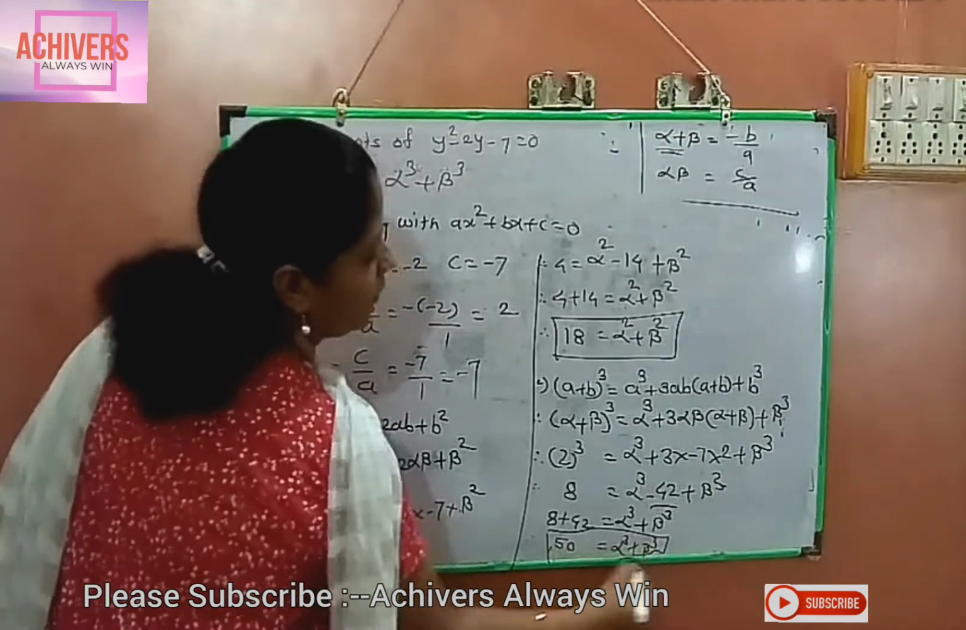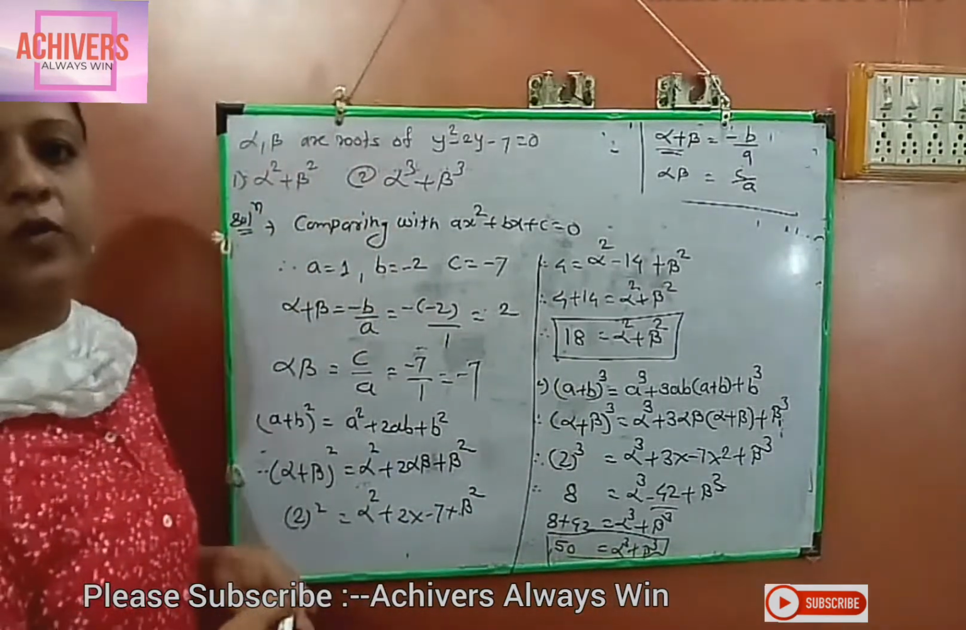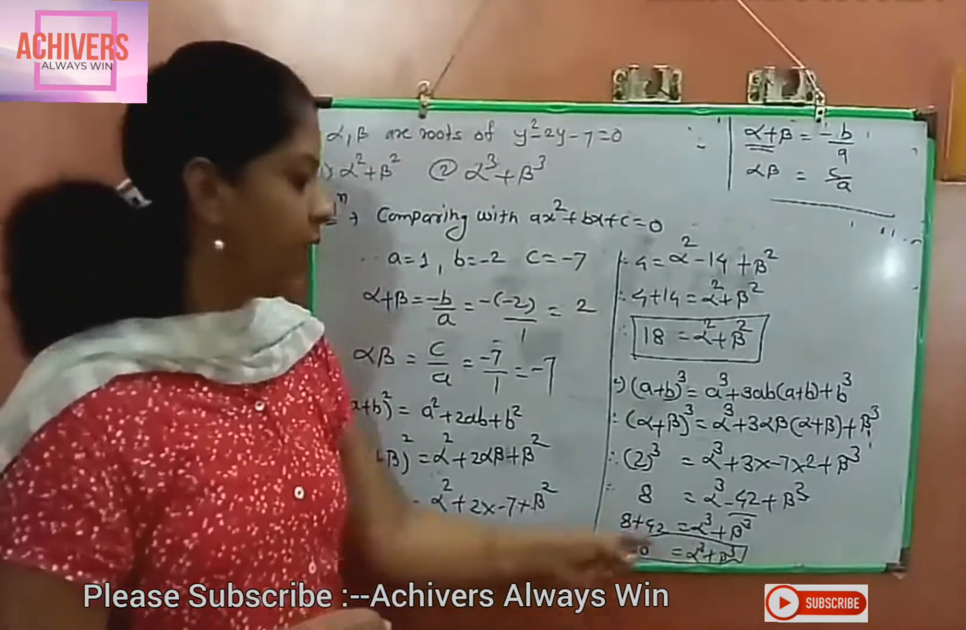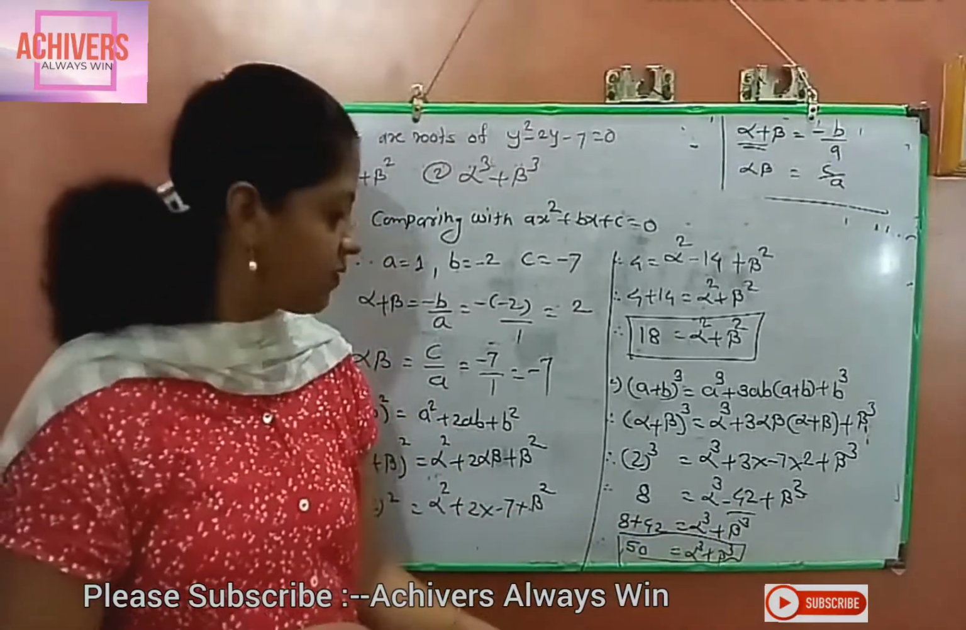Means we get both values. First, alpha square plus beta square is equal to 18 and alpha cube plus beta cube is equal to 50.